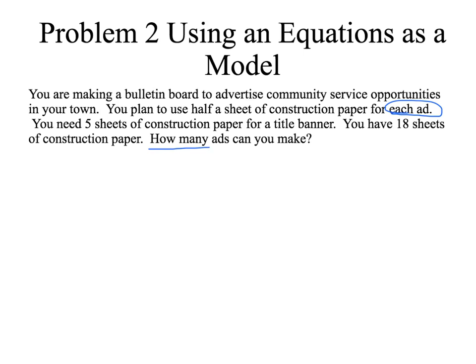So again, whatever the question is asking, how many ads can you make, you want your variable to be ads because that's what you need to figure out. So we'll say A stands for ads. Okay, so read the problem again. You plan to use half a sheet of construction paper for each ad. So that's going to be 1/2 A. Then you also need 5 sheets of paper for the title banner. So we need to add on 5 sheets for the title banner, and you have 18 sheets total.